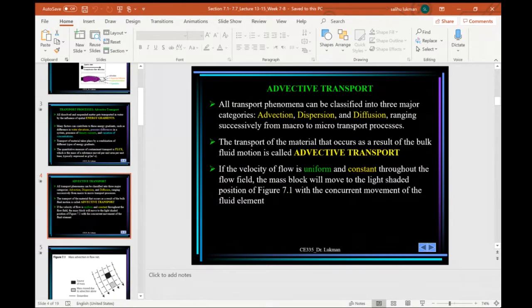Still, we are describing the advective transport. All transport phenomena can be classified into three major categories. Here, the transport phenomena we are referring to, like I said, is the contaminant transport. Meaning, when you have even pure water, these dissolved ions, how do they move? That is even the pure water, I mean, the water we drink, which is the sweet water.